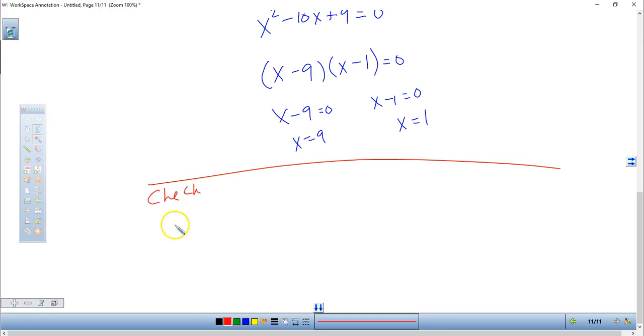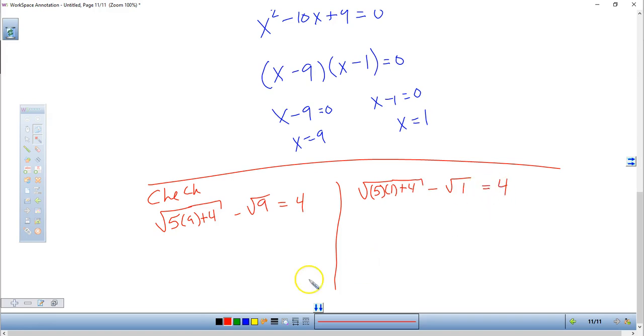Doing my check. Square root of 5 times 9 plus 4 minus square root of 9 is equal to 4. And over here, square root of 5 times 1 plus 4 minus square root of 1. Here I get 5 times 9 is 45 plus 4 is 49. Square root of 49 is 7. Square root of 9 is 3. 7 minus 3 is 4.